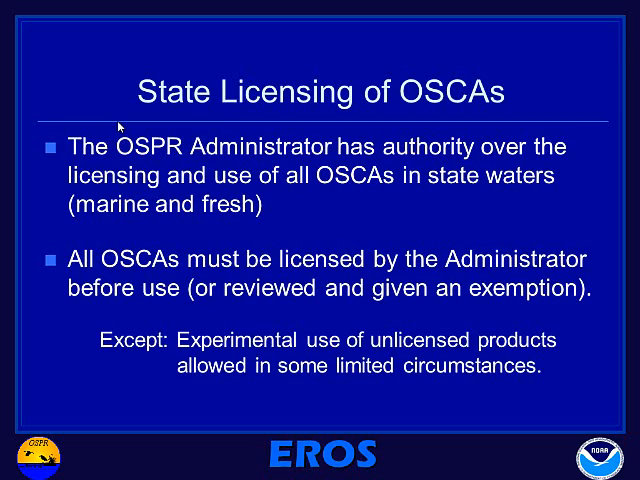There can be some experimental use of unlicensed products. It's generally during an oil spill, if we can't find some other licensed product that fits the need, then we can use some other unlicensed products or at least test them out. But generally speaking, all products used in California need to be listed on the federal EPA product schedule or exempted by them, also licensed and or exempted by us.